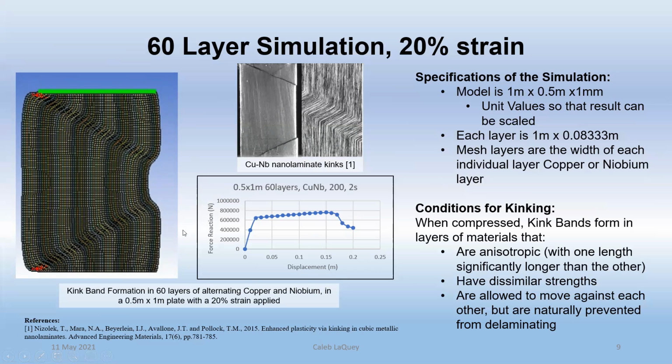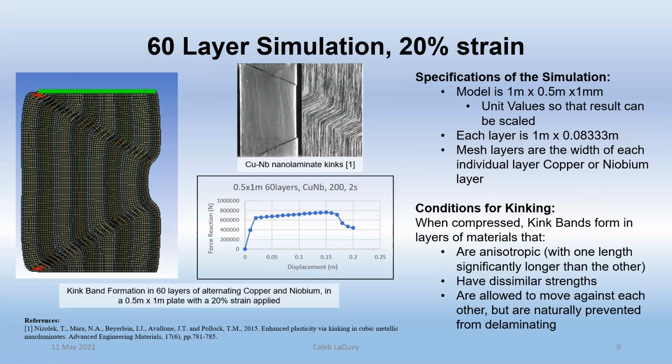So what caused our simulation of kink banding to be successful? Well, kink bands form in materials that are anisotropic, with one length that's significantly longer than the other. So in our case, each layer was 1 meter by 0.008333 meters. The layers also have dissimilar strengths, and this also contributed because copper is a much softer material than niobium.